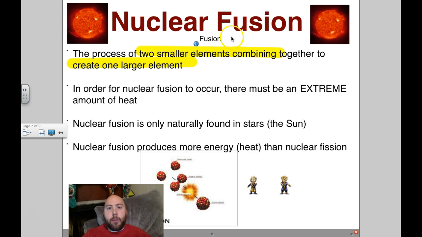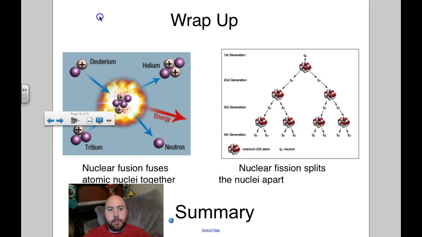So if you can just remember that fusion means to come together, then fission has to mean the opposite. If fusion means to fuse together, then fission has to be to come apart, to split. So there you go. Fission and fusion, very basic.